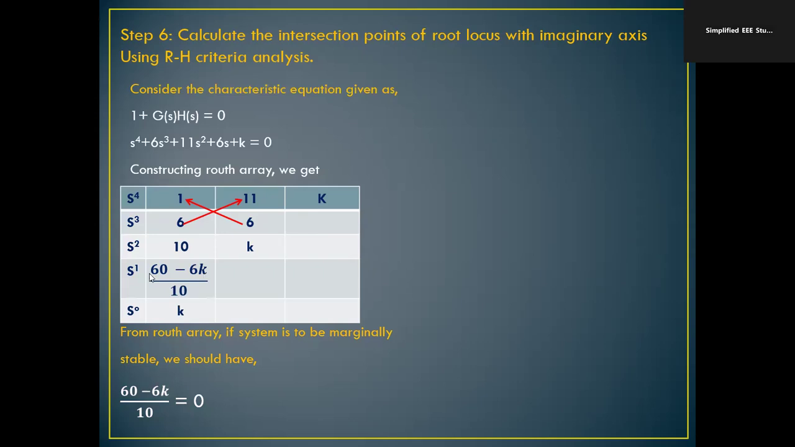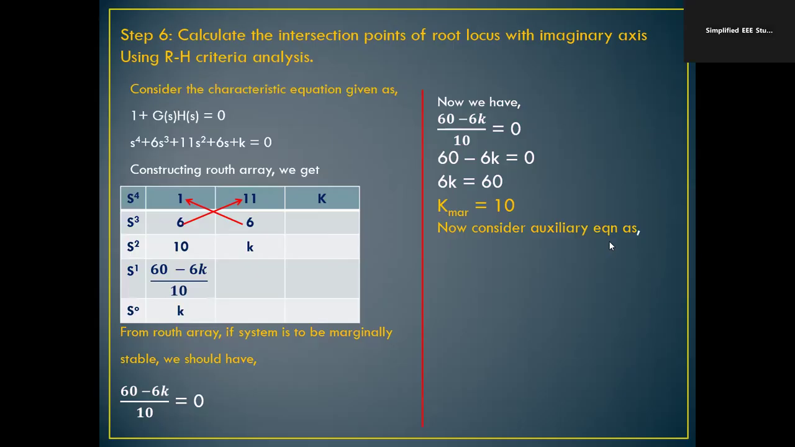Otherwise, you can write it like this: if you want the system stable, the entire first column elements should be positive. From this, at least one element, (60 minus 6k) divided by 10, should be greater than or equal to 0. Otherwise, (60 minus 6k) by 10 equal to 0, you can write it. So further simplification, 60 minus 6k will be equal to 0. 6k is equal to 60. K margin is equal to 10.